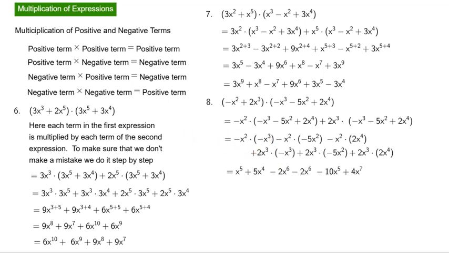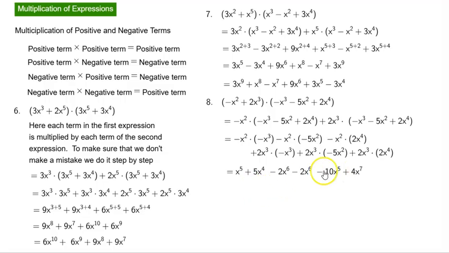Now simplifying it further, we get minus times minus plus x to the power of 2 plus 3, 5. Minus times minus plus 5x to the power of 2 plus 2, 4. Minus 2x to the power of 4 plus 2, 6. Plus 2x cube. So 2x to the power of 3 plus 3, 6. Minus 5 times plus 2 is minus 10x to the power of 2 plus 3, 5. Plus 2 times 2 is 4x to the power of 3 plus 4, 7.